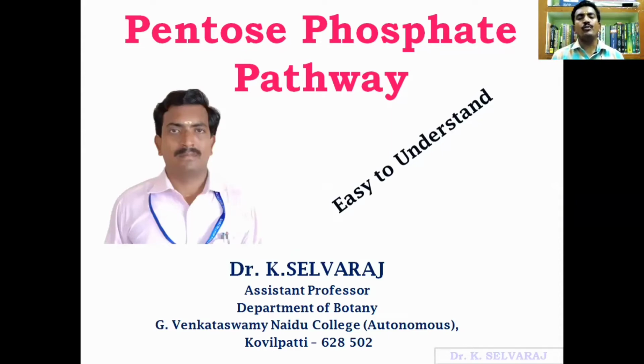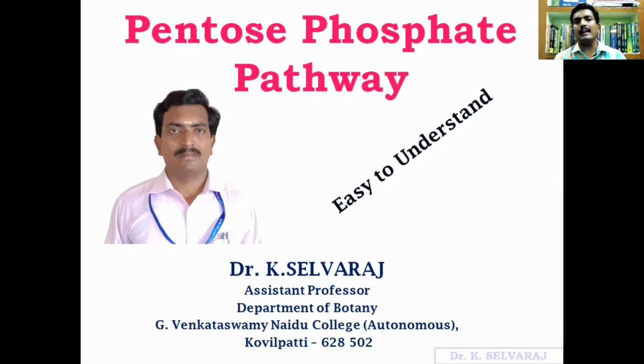Welcome back to Use to Understand Biological classes. Today in this class we will see the pentose phosphate pathway. Normally, the glucose which enters into our cell undergoes the glycolytic cycle. At the end of the glycolytic cycle, pyruvate is formed. The pyruvate then enters into the citric acid cycle. Finally, it forms ATP molecules.